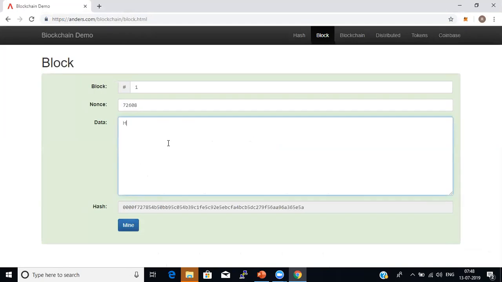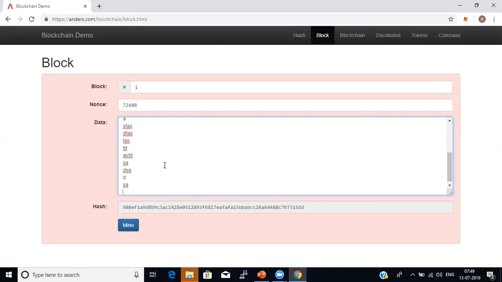Suppose you give hello, it will be converted into hexadecimal format. Internally, a cryptography algorithm is applied on this data, and it gives the output like this. This output, we can call it a hash code. This hash code will always be a fixed length, and if you change the data, it will have a huge impact. Whatever data you give, the length of the hash code remains the same.